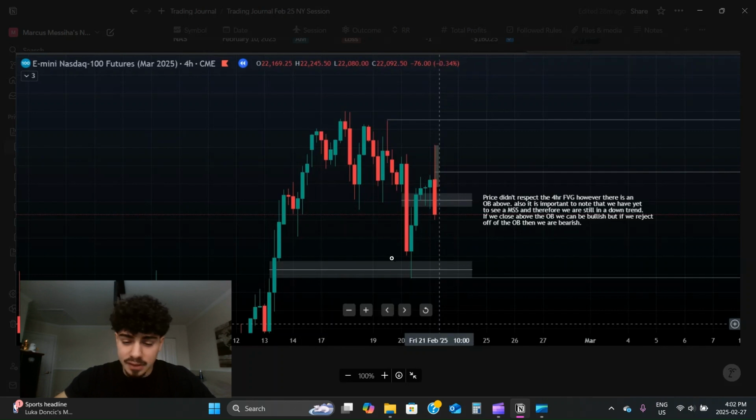Oh, is that the fair? That's deep. That fair value gap. But yeah, I guess it went all the way down there, and yeah, I took profits at this fair value gap. But if you were greedy as hell, you could have taken it at consequent encroachment.